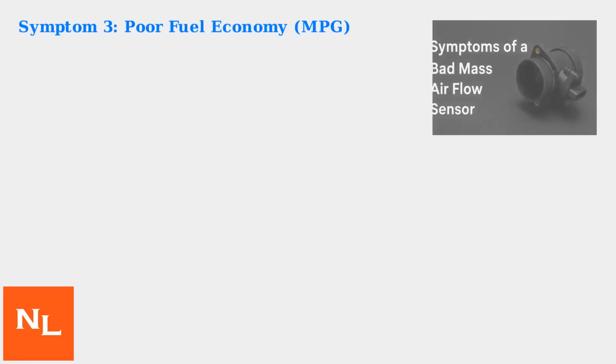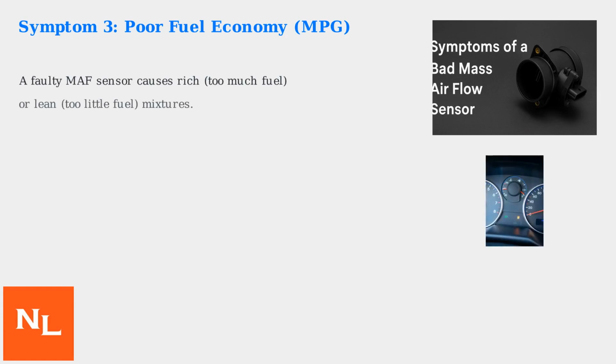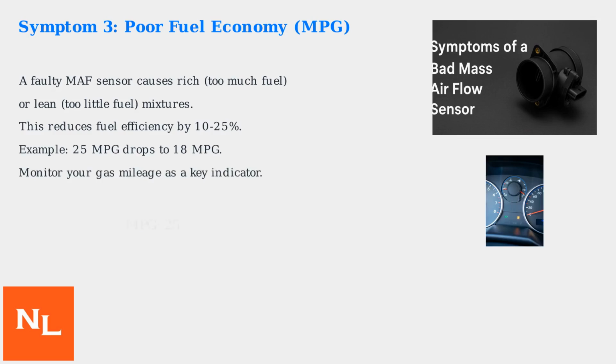A faulty MAF sensor leads to either a rich mixture with too much fuel or a lean mixture with too little fuel. This significantly reduces fuel efficiency, dropping your MPG by 10 to 25%. For example, a sedan that typically gets 25 MPG might drop to 18 MPG. Keep an eye on your gas mileage, as it's a key indicator.